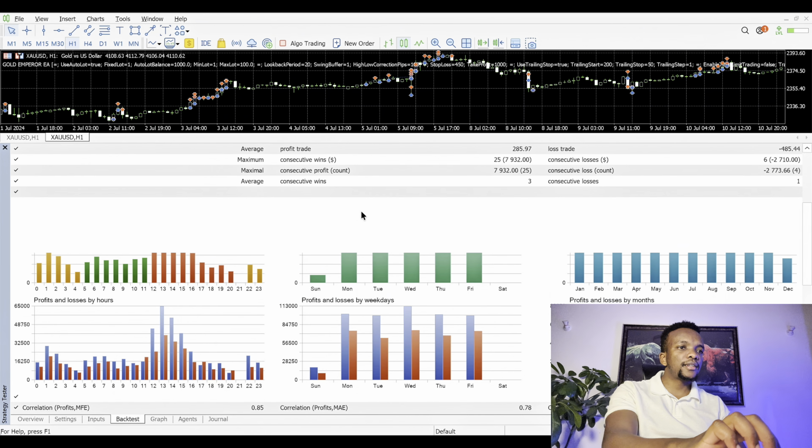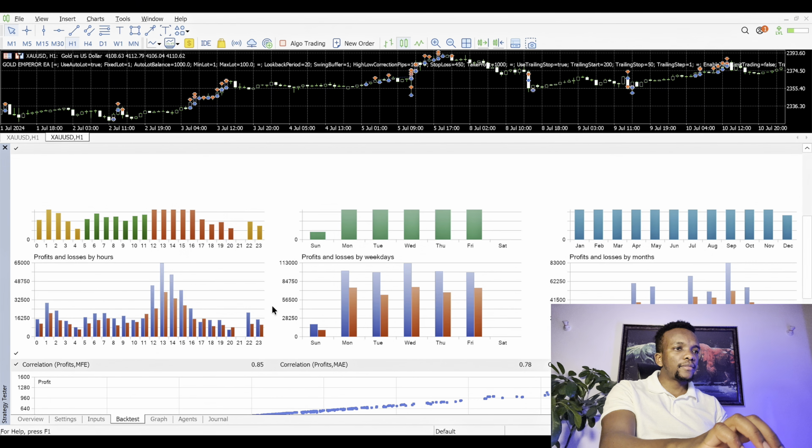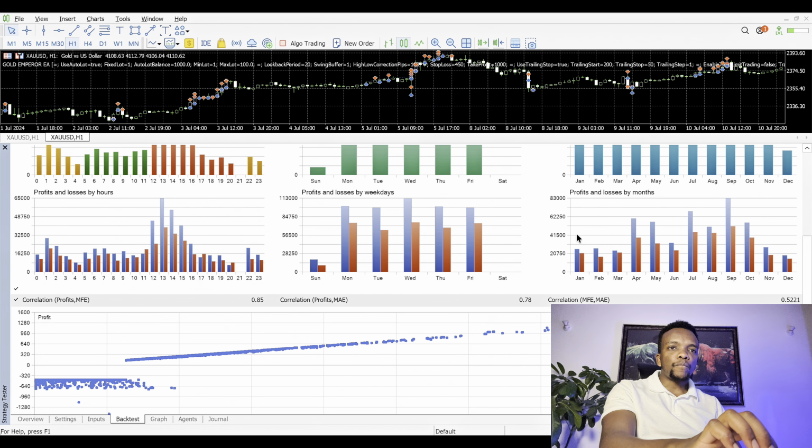So as you can see, then you can check the profit and loss by hours there. Then you can check profit and loss by weekdays. Then this is the whole period from January, February, March, April, May, June, July, August, September, October, November, December. So you can see it maintained a positive figure from January to December. Also weekly from Monday, Tuesday, Wednesday, Thursday, Friday. So as you can see, it always ended the day in profit.